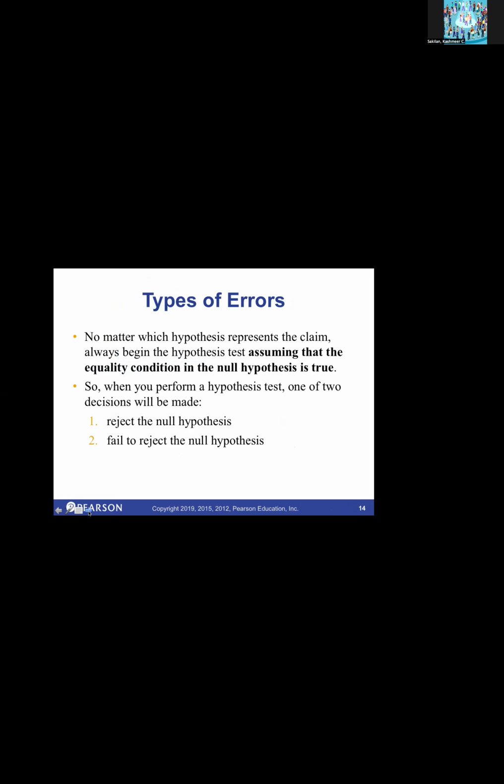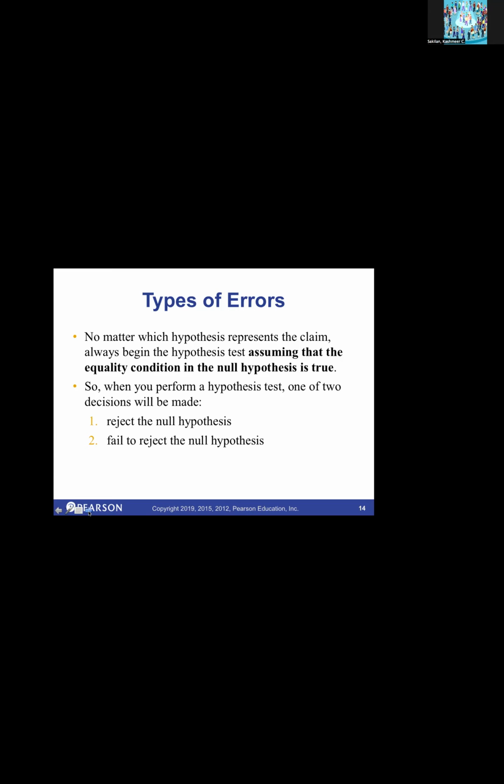Even if you're equipped with the knowledge and skills of statistics or research methodologies, all are bound to commit errors. Errors are always there. There is no such thing as a perfect statistical test, no perfect research findings; all have errors. The first bullet: no matter which hypothesis represents the claim, always begin the hypothesis test assuming that the equality condition in the null hypothesis is true.